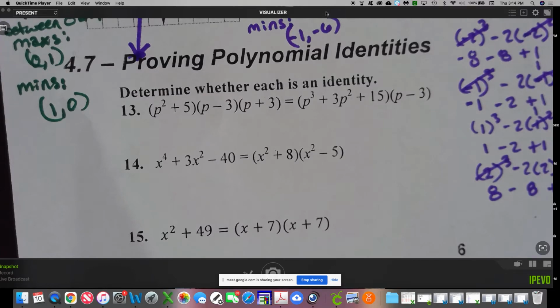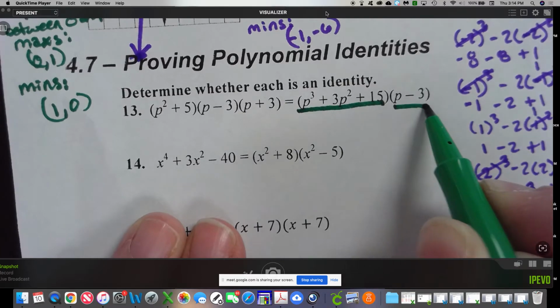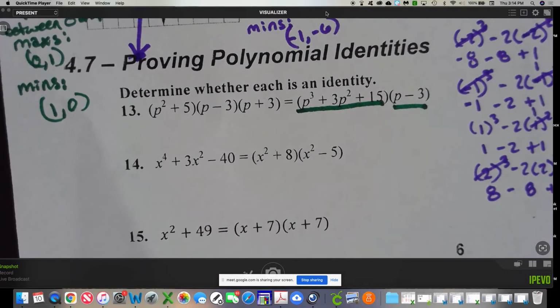We have two pieces on the right-hand side. You see that? The trinomial there, and then p minus 3. Okay? I don't want to multiply that together.